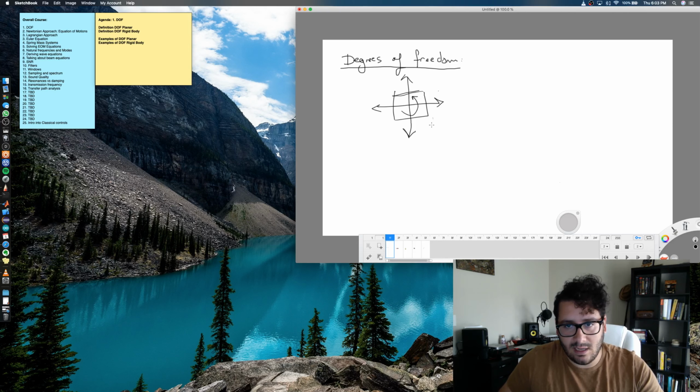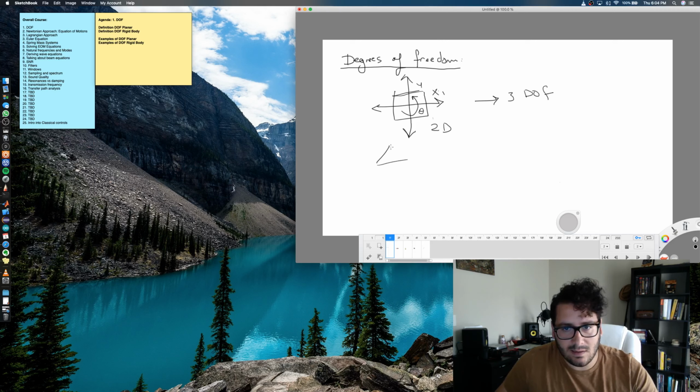So this is a 2D object. What I'm getting from here is, for 2D objects, I have X, Y, and theta. So I have 3 degrees of freedom for 2D objects. Okay, so let's consider something else.